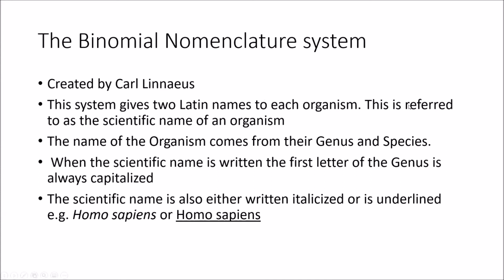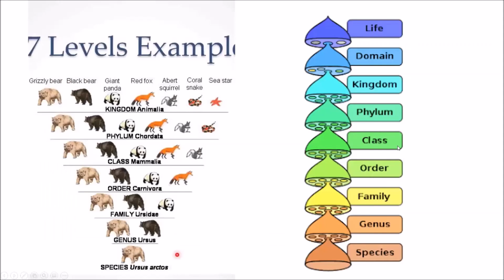And this is what we would refer to as the scientific name of that organism. So the first name of the organism is going to come from their genus, and the second name is going to come from their species. All right, so going back to this example here, when we was talking about the grizzly bear, you can see it has two names. This first name here came from its genus. The second name comes from its species.